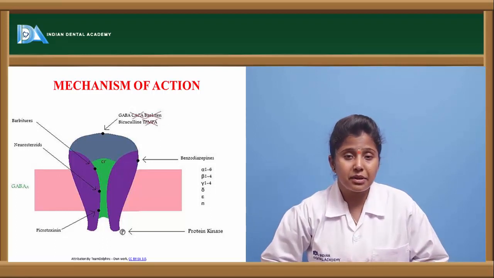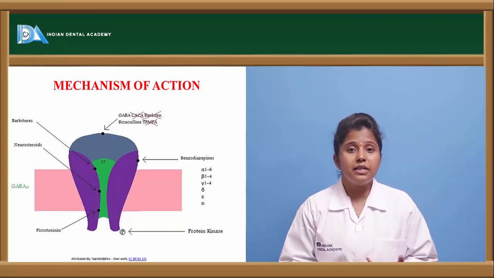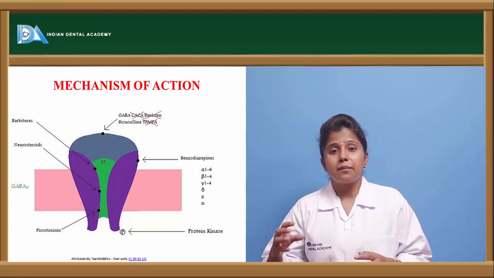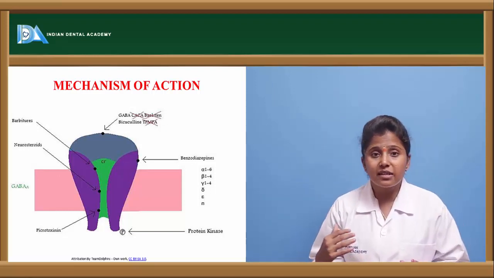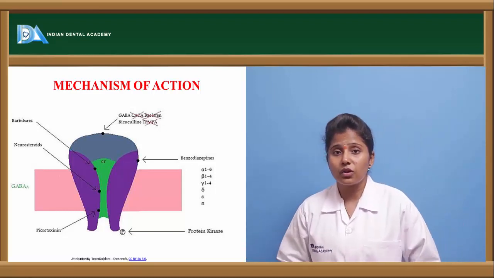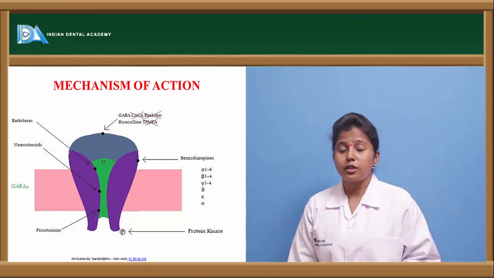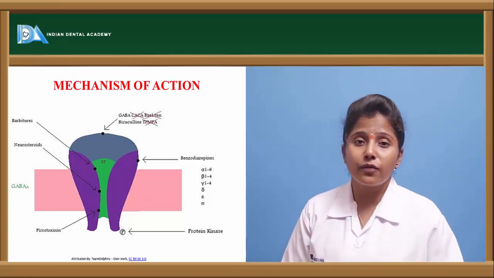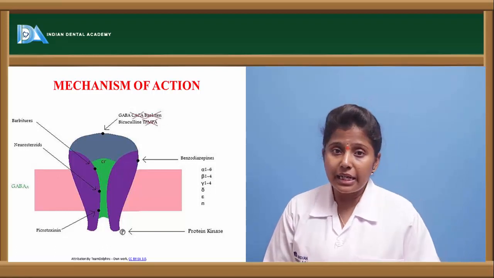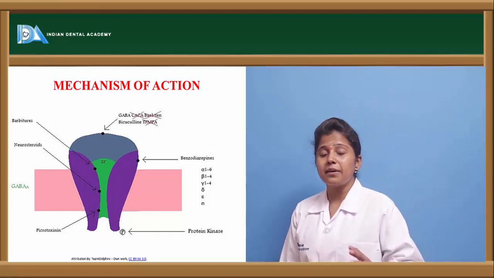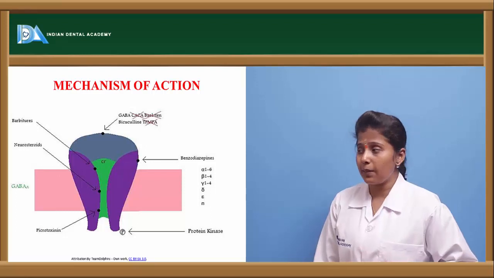There are various GABA receptors like GABA A, B and C receptors. GABA will bind to those receptors and exert its action. Because of the entry of this chloride, the GABA action can be enhanced or potentiated. So barbiturates allow the chloride to enter into the GABA receptors, and at the same time they allow the GABA to bind to the GABA receptors.